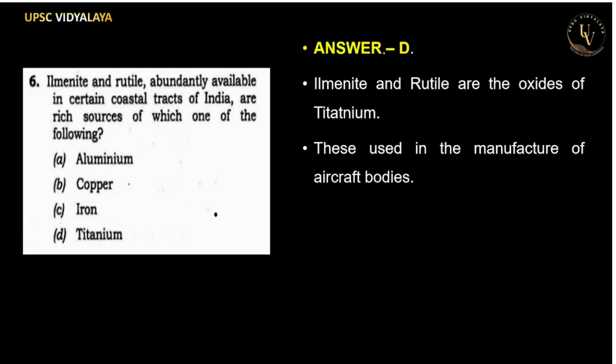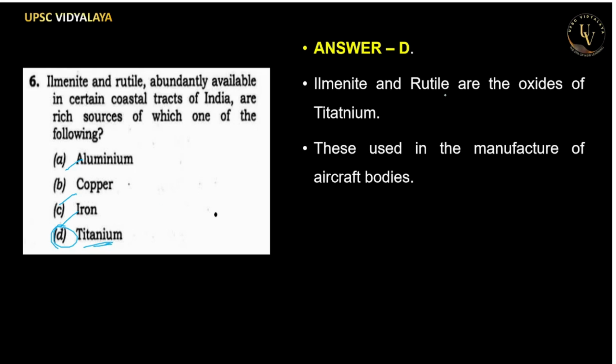Now let us understand question number 6. Ilmenite and rutile, abundantly available in certain coastal tracts of India, are rich sources of which one of the following? The answer for this question is titanium. You can get there by a process of elimination: aluminium, copper, iron. We all know the ores of all these things. Titanium is the one where we are not properly aware of its ores. We have never read about ilmenite and rutile in aluminium, copper and iron. So obviously the answer should be titanium.